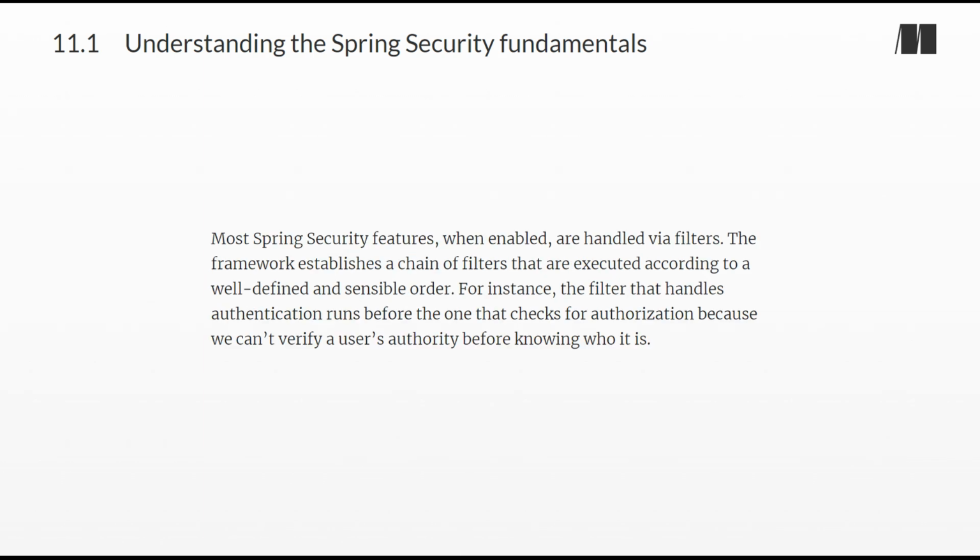Most Spring Security features, when enabled, are handled via filters. The framework establishes a chain of filters that are executed according to a well-defined and sensible order. For instance, the filter that handles authentication runs before the one that checks for authorization because we can't verify a user's authority before knowing who it is.